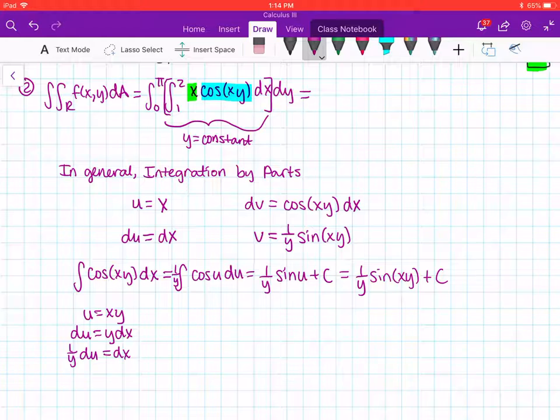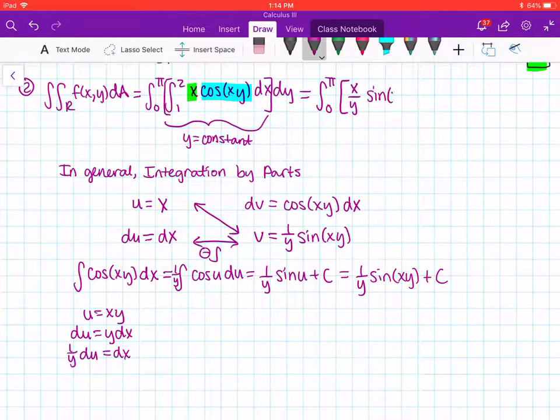Then, remember, integration by parts is you multiply u and v together, and then you subtract the integral of v du. So if we're going to be nice and official here and put it in, we can go from 0 to pi. We know what that integral is now. It is u times v, so it's x over y sine xy, and then we subtract the integral of 1 over y, which is a constant, so we can take it out, and then we have sine of xy dx. There we go, and then we still have to integrate the outside by y.